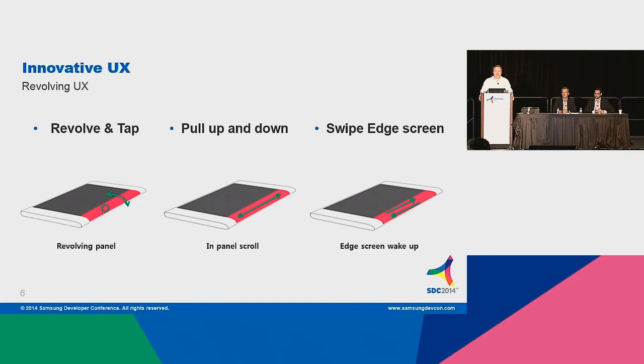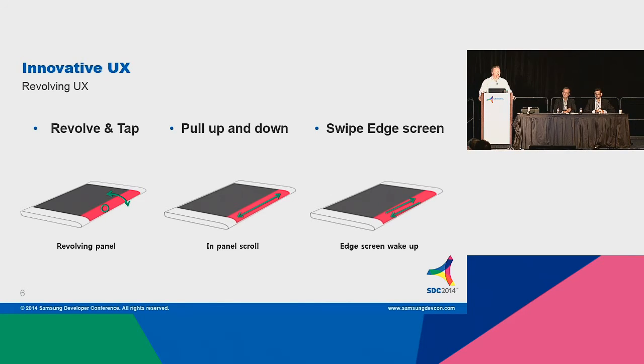So first of all, you've got the Note Edge with several revolving panels on the Edge screen. This is controlled by swiping in a left and right action. And also there's a tapping interaction which allows you to quickly open applications. Then you have a pull up and down gesture, and that's for scrolling up and down when you've got more content than will fit within the size of the Edge screen.